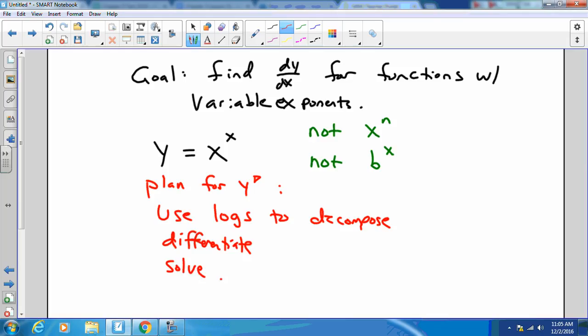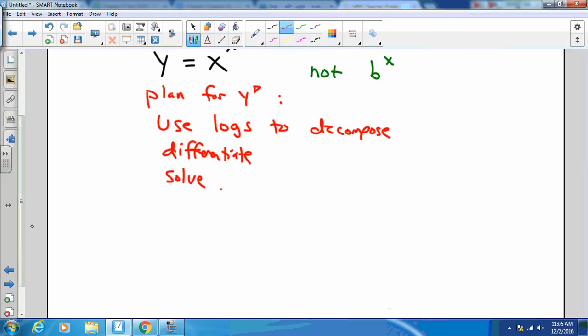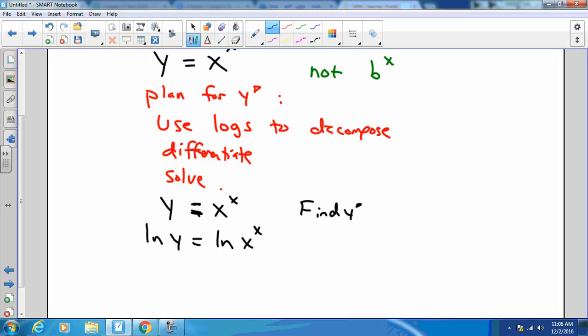Use logs to decompose, differentiate, and then solve. And it works like this. I'm going to start with the equation y equals x to the x. And before I ever take a derivative, although I want a derivative, I'm going to take the log of both sides. This is the clever move that is going to turn my exponent problem into a multiplication problem.